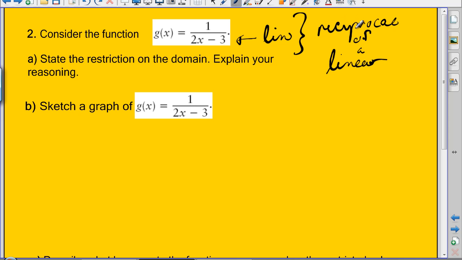So state restrictions. We can do that very quickly by looking at the denominator and setting it equal to 0 and solving.